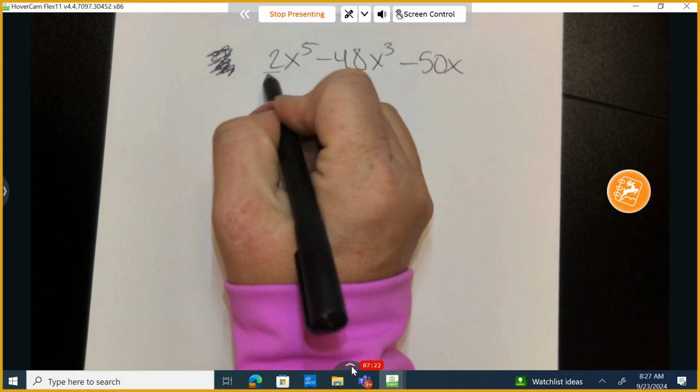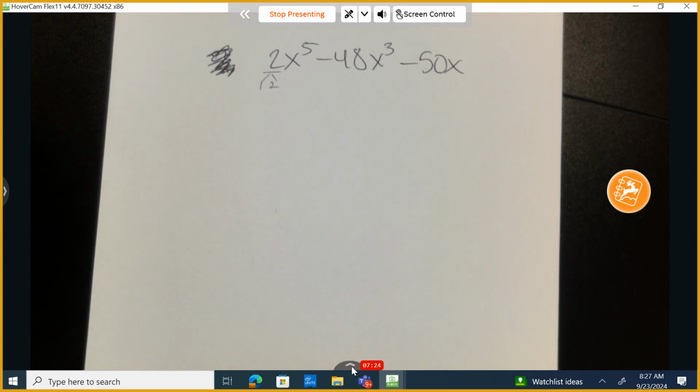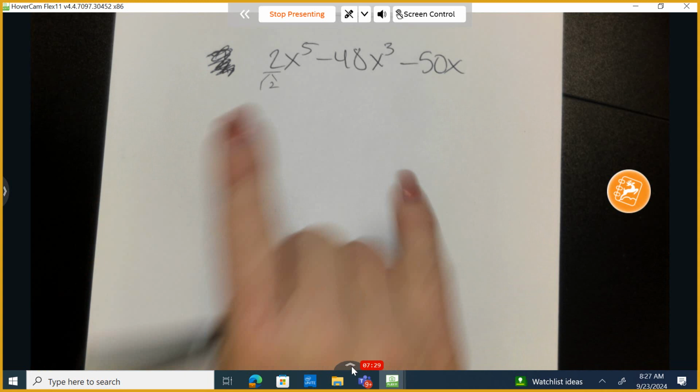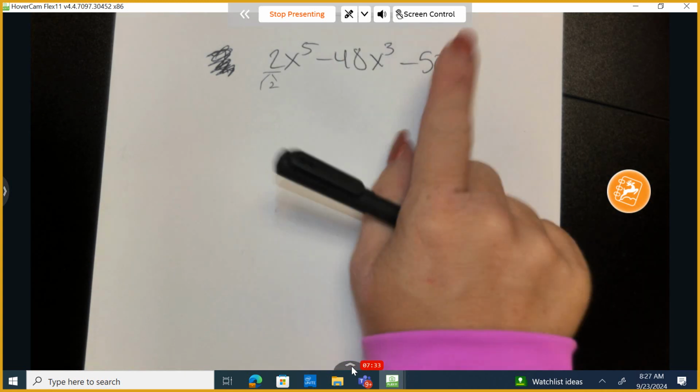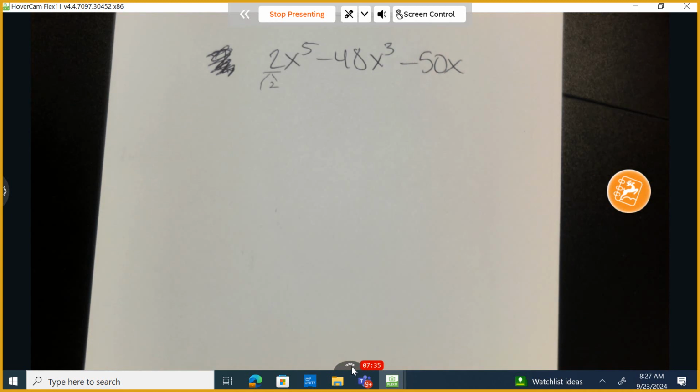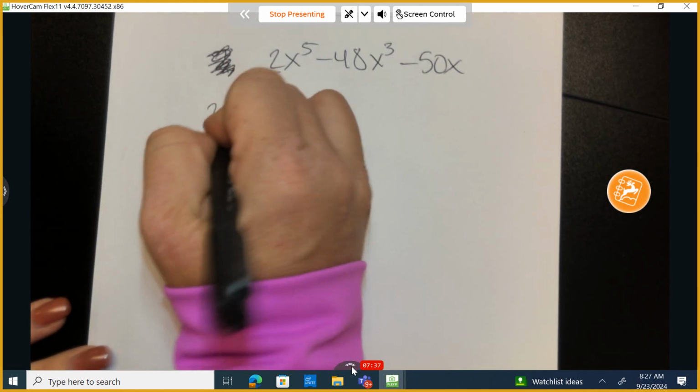So I'm looking at the smallest term, which is 2. The only numbers that nicely divide into 2 are 1 and 2. So you're going to grab your calculator when you have a calculator later, and you'll go 48 divided by 2. And 48, it's an even number. I know it divides by 2. Same with 50. It's an even number. I know I can divide it by 2. So I know I can factor out a 2. Put a 2 up front.